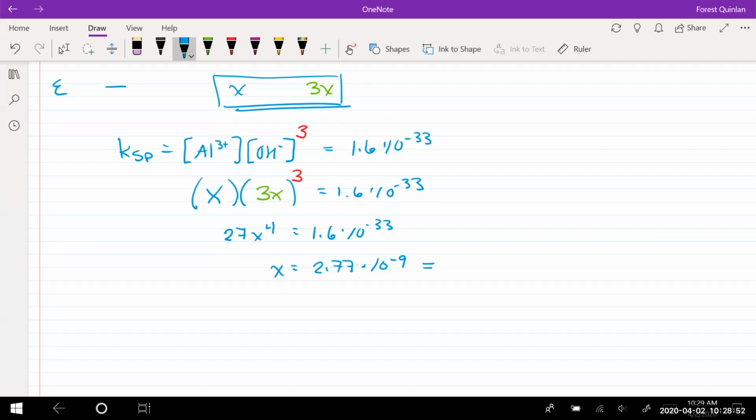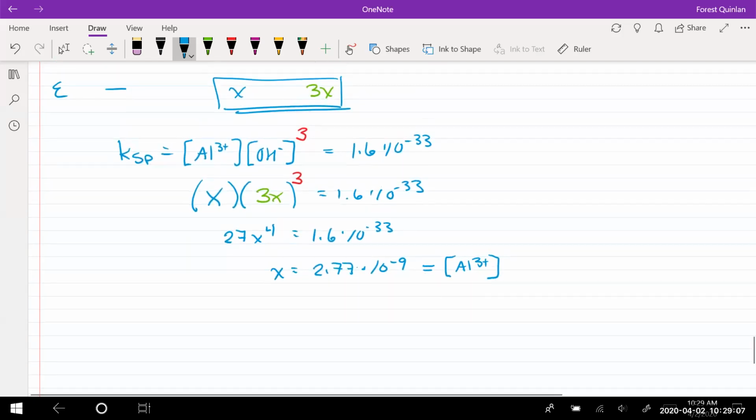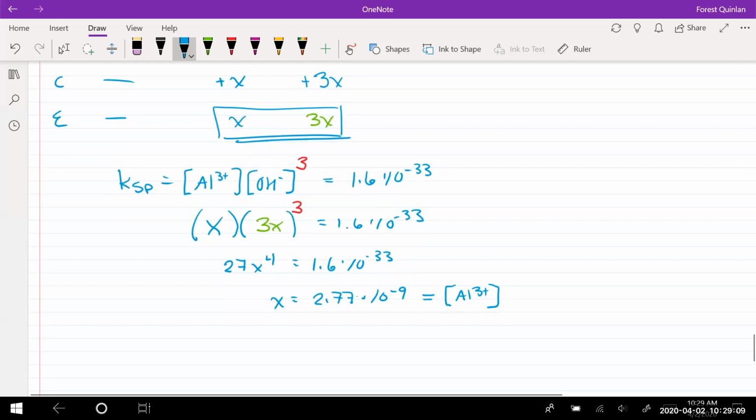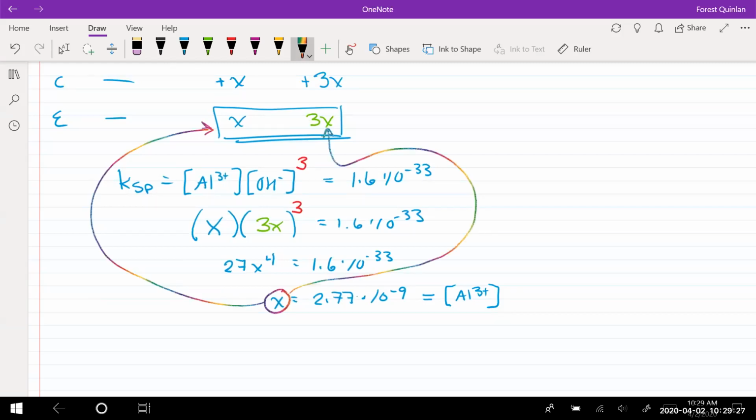I was talking to Kyra. X is the concentration of Al3 plus and 3 OH minus. Not quite. Or OH minus to the 3rd power, and 1/3 of the concentration of the OH minus. Remember, when we get to this, 3 times the concentration of the aluminum. So when we have X, remember, we're plugging in X here, and we're plugging it in here.